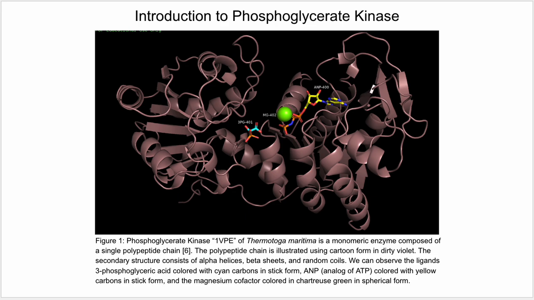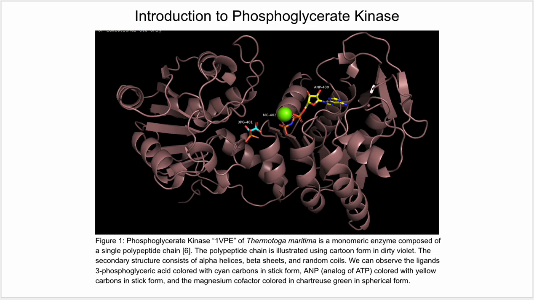Here in figure 1, we have an image of phosphoglycerate kinase, or PGK, which is the enzyme in the 7th step of glycolysis. It catalyzes one of the ATP generating reactions in glycolysis to produce a single molecule of ATP. It is typically found as a monomeric enzyme, meaning that it is formed from a single polypeptide chain, such as the PGK of the bacterium Thermotoga maritima, which will be analyzed here.